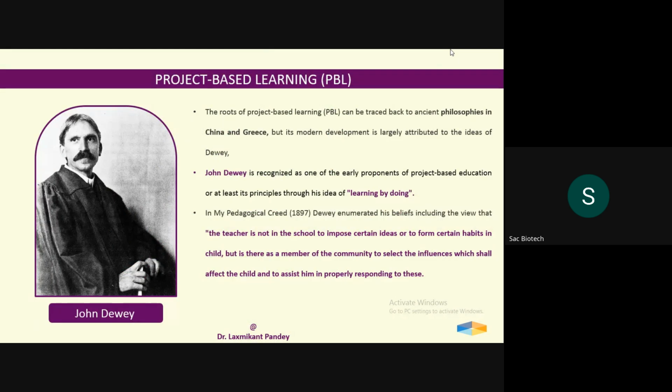So what is project-based learning? If we talk about the little history of project-based learning, there was a person known as John Dewey, recognized as one of the early proponents of project-based education. Or you can say that he gave the idea of learning by doing. As I mentioned in the learning pyramids, if the student is doing something, learning or understanding something by doing, he can retain it.